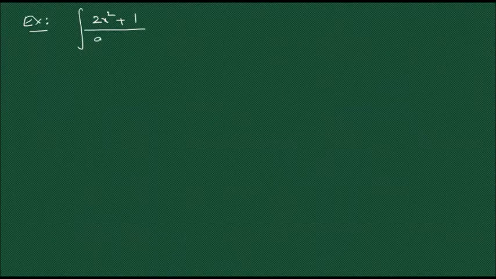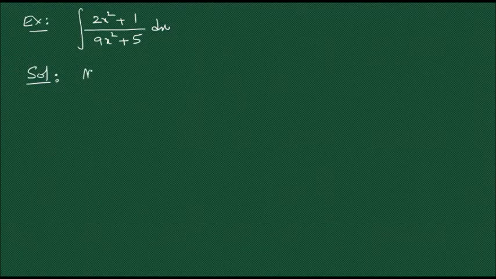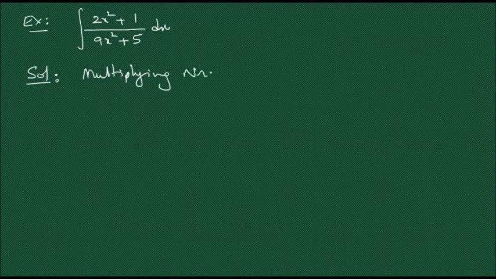Example, integration of 2x square plus 1 by 9x square plus 5 dx. Solution. Now I'm multiplying numerator and denominator by 9. So what happens to this?